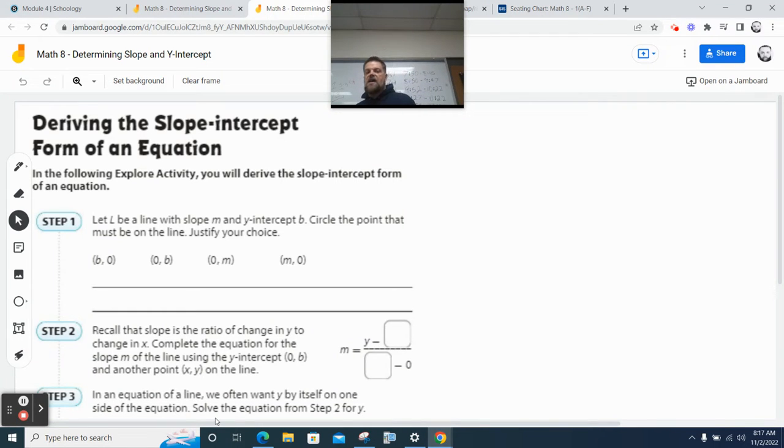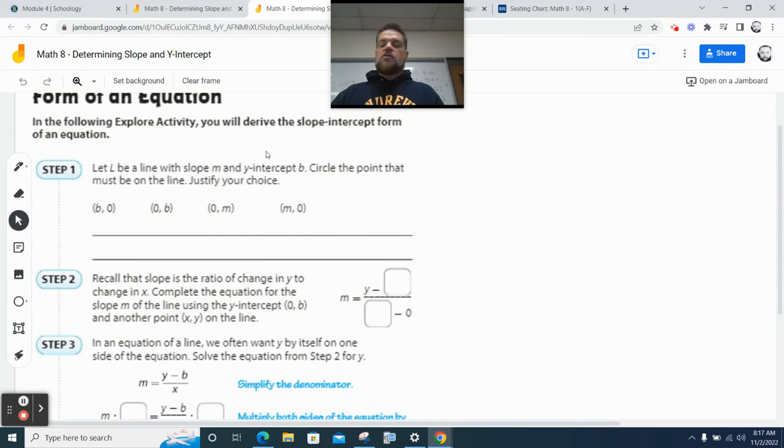All right, so let's finish where we left off. It says in the following explore activity, you will derive the slope-intercept form of an equation. So step 1 says let L be a line with the slope M and y-intercept B. Circle the point that must be on the line to justify your choice. All right, so what they're saying is let's unpack this.